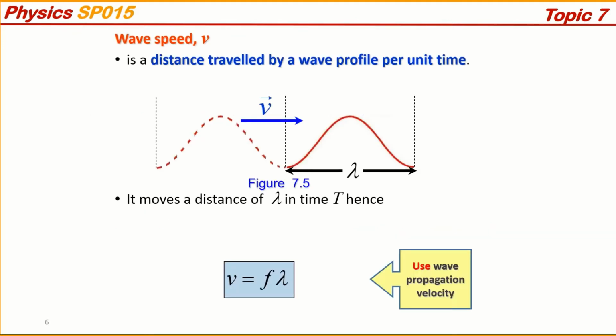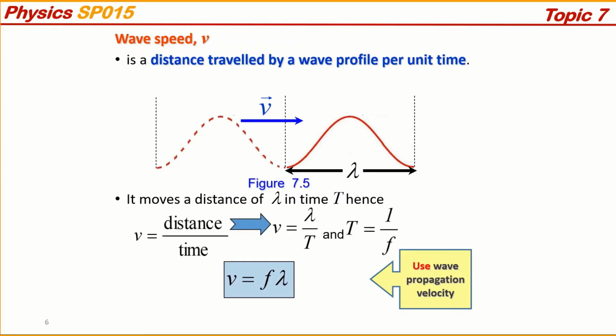Wave speed v is the distance traveled by a wave profile per unit time, as in figure 7.5. It moves a distance of lambda in time t, hence v equals distance over time, v equals lambda over t, and t equals 1 over f. So v equals f lambda. The SI unit of wave speed is meter per second.